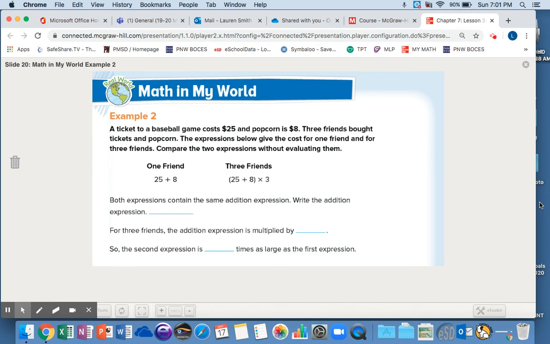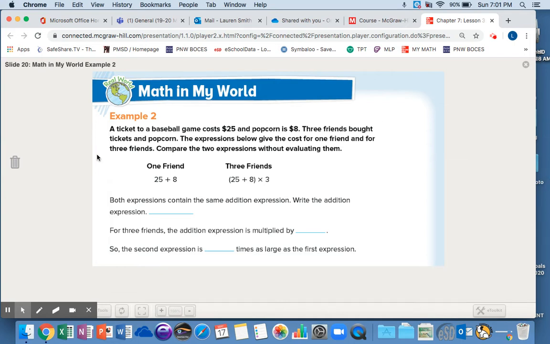So today we're going to continue on in chapter 7. We're going to be learning how to write an expression. So you've been looking at how to solve expressions by using GEMDAS, which is groups or parentheses, brackets, and then exponents, multiplication, division, addition, and subtraction. Now you're going to know how to write the expression. So let's look at this one.